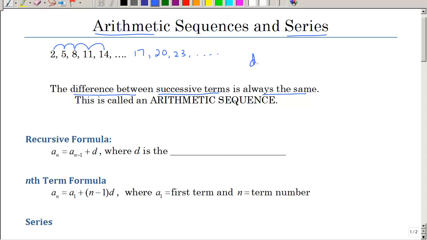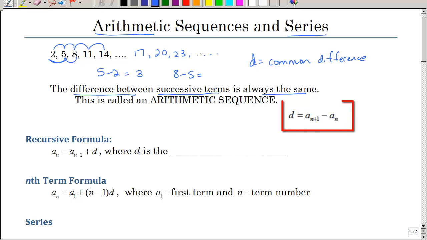And we call that difference d. That's the common difference. And why is it called difference? Because you take any two terms and subtract, the term on the right minus the term on the left.